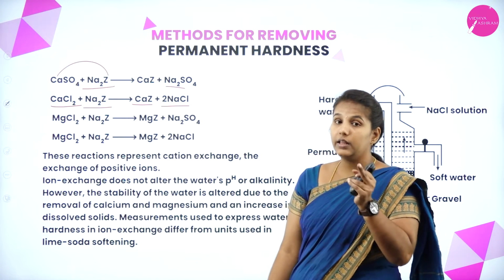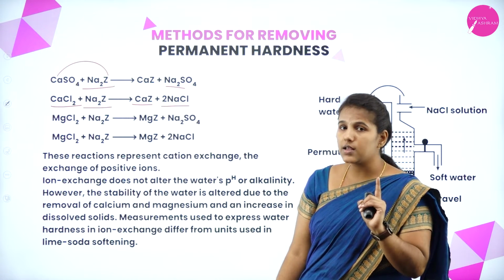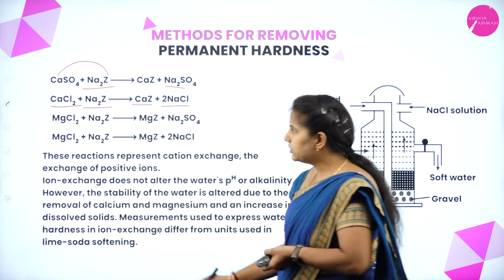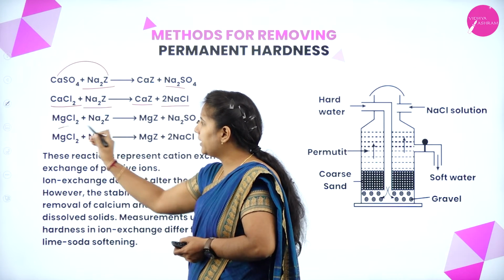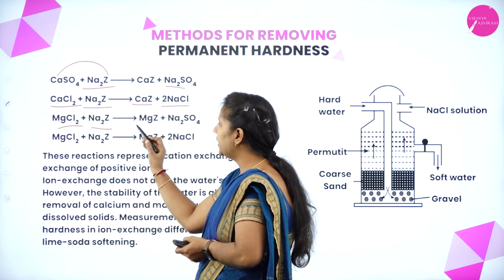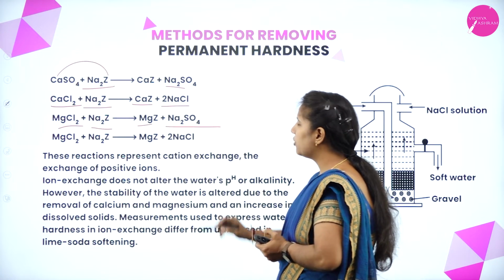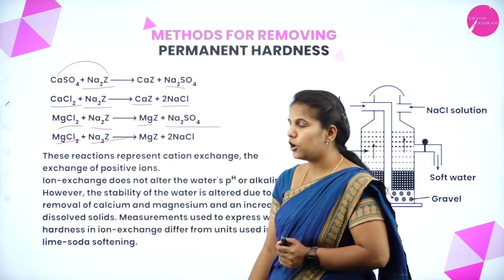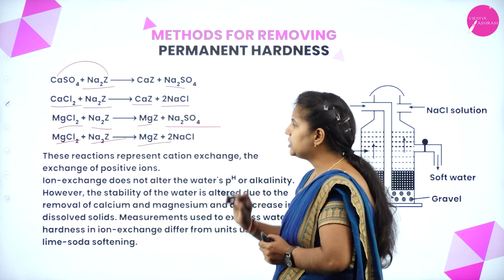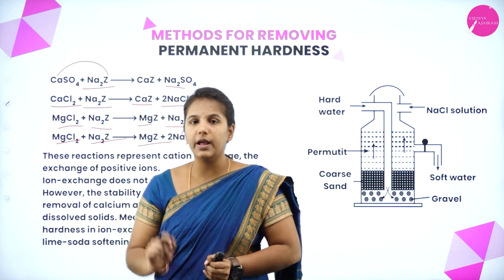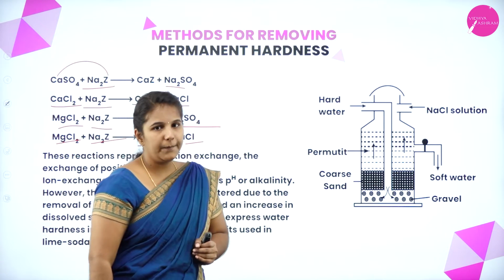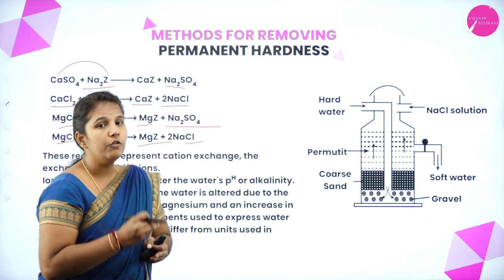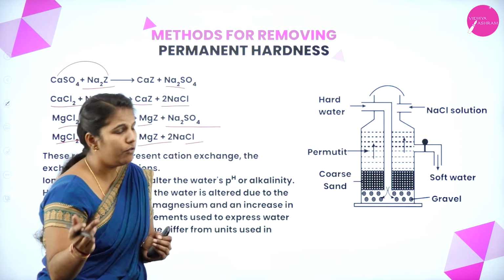Similarly, the permanent hardness of the water is caused by calcium and magnesium ions, which are present with chloride and sulfate. That is why I have written both reactions. Magnesium sulfate reacts with sodium zeolite and forms magnesium zeolite with the formation of sodium sulfate. Similarly, magnesium chloride reacting with sodium zeolite forms magnesium zeolite with the formation of sodium chloride. Here I have shown this picture to help you understand how the ion exchange method is done for removing the permanent hardness of water.